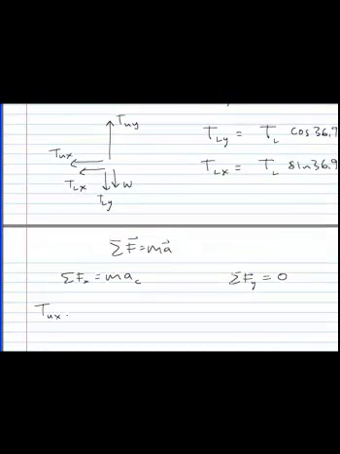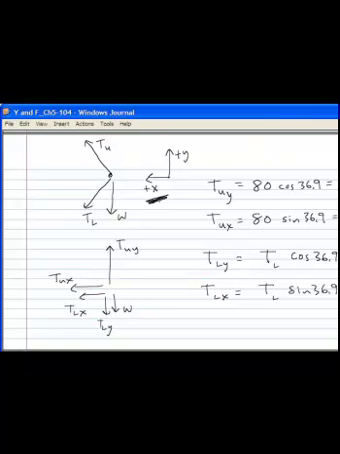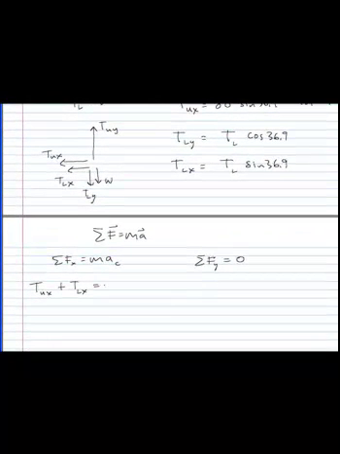T upper in the x, that's in the positive direction. T lower in the x, that's also in the positive direction, because I always choose my positive direction as radially inward in the direction of the acceleration. And those are the only two forces, and so those have to equal mv squared over r. In my y direction, I have T upper y minus T lower y minus the weight is equal to 0.